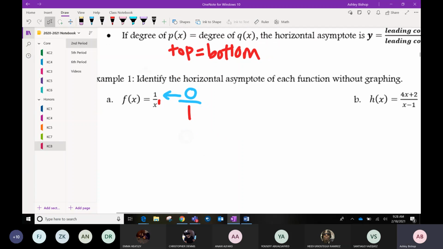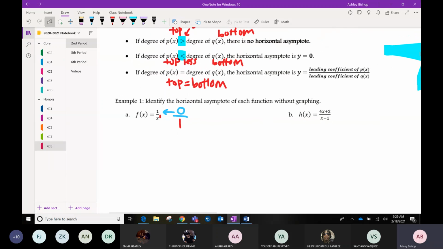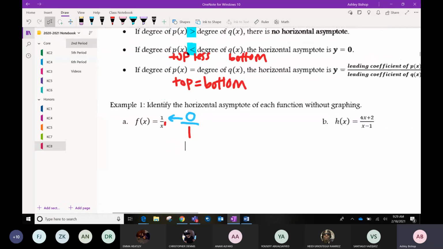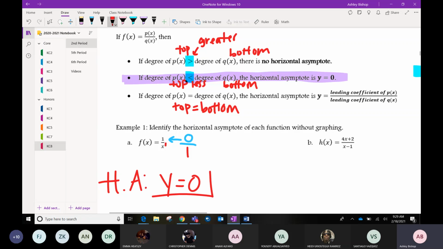That doesn't mean that's the fraction. 0 divided by 1 is not your answer, but now we know that the bigger number's on the bottom. So I need to match this to a scenario that I have. So the top number is less than the bottom, right? My degree of 0 is less than the degree of 1. So that means the top is less than the bottom. This is the scenario that I have at play. So since the top degree is less than the bottom degree, my horizontal asymptote, which is what the problem says to find, is equal to y equals 0. That's all you need to do.